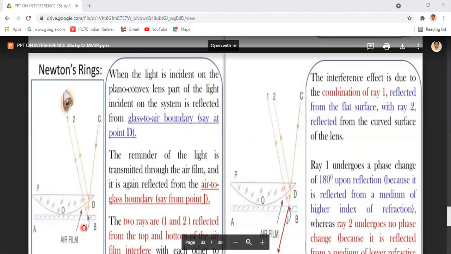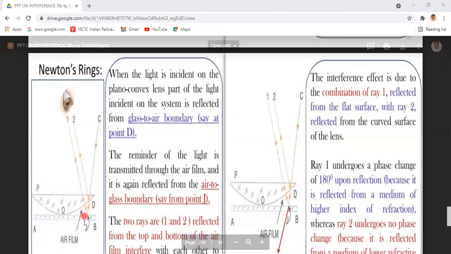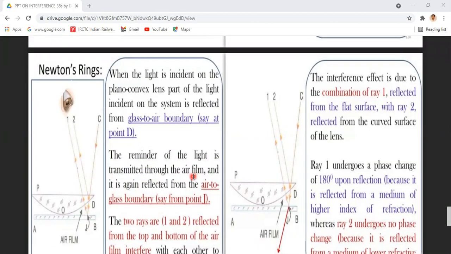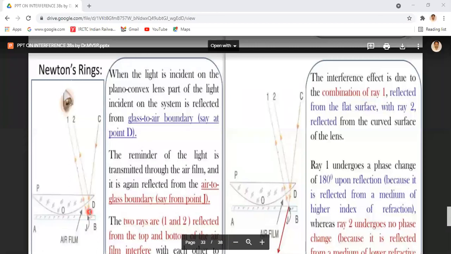An air film is formed. So whenever a light ray CD is incident on this thin curved film, at point D, the glass to air boundary, it will be reflected. And the remaining part, DJ, that remainder of the light is transmitted through the air film. And it is again reflected from the air to glass boundary. Point J is called the air to glass boundary. So from point J, again it will be reflected. So this is the first one.